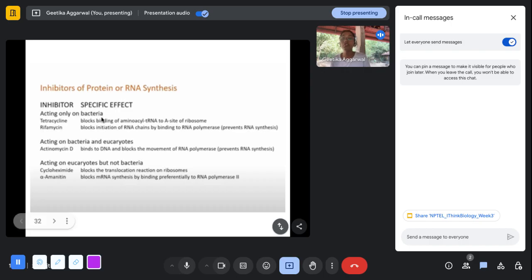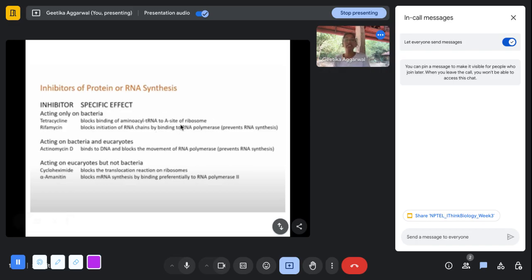There is an inhibitor which only acts on bacteria. There are two examples of these antibiotics: tetracycline and rifamycin. How tetracycline works is that it blocks the binding of aminoacyl tRNA to the A site of the ribosome.